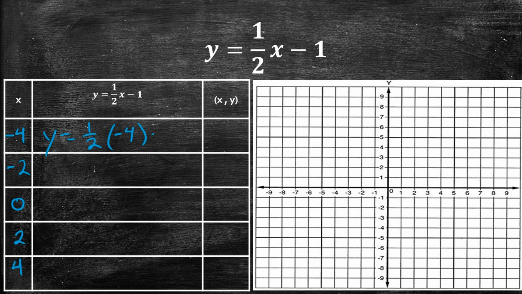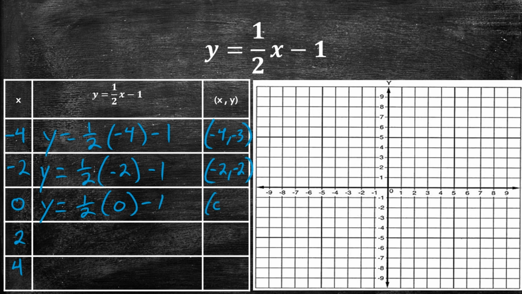Negative 4 minus 1. 1 half times negative 4 is negative 2. Negative 2 minus 1 is negative 3. So we got negative 4 comma negative 3. Next up is negative 2. So we got 1 half times negative 2 minus 1. Negative 1 minus 1 is negative 2. So we will have negative 2 comma negative 2. Next, x equals 0. 1 half times 0 minus 1 is going to give us negative 1. So 0 comma negative 1.